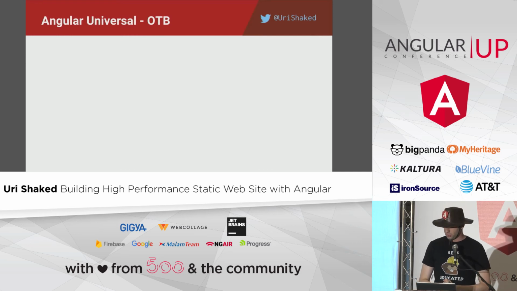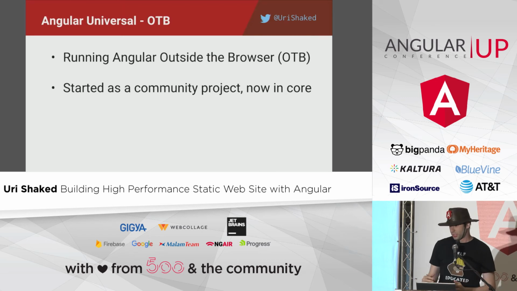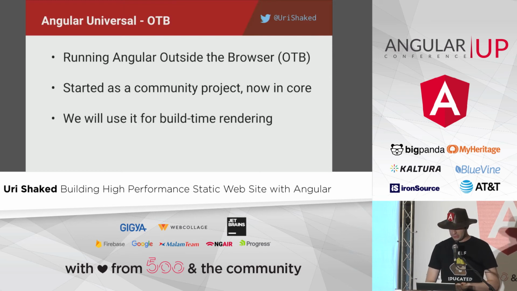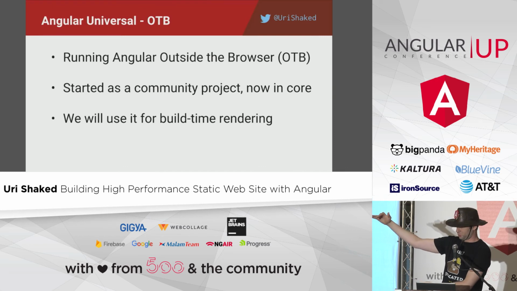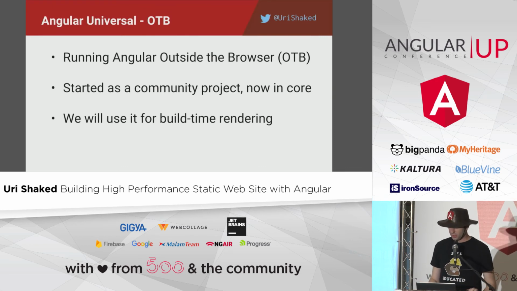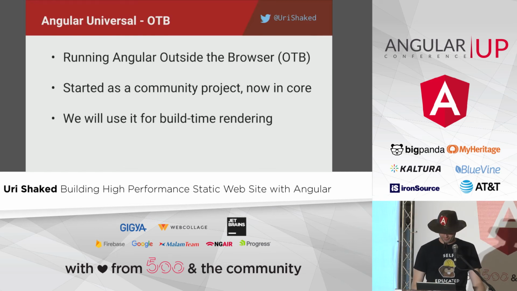And for that, I want to introduce to you Angular Universal. Angular Universal OTB, which means outside the browser. It basically allows you to run Angular outside the browser, which means you can run it in Node.js. It started as a community project, but now it's part of Angular and is maintained by the Angular team. And basically what Angular Universal allows you to do is to take your application, run it, and create an HTML file with the output, which is exactly what we need. So we are going to use it for build time rendering. We are going to render our application at build time.